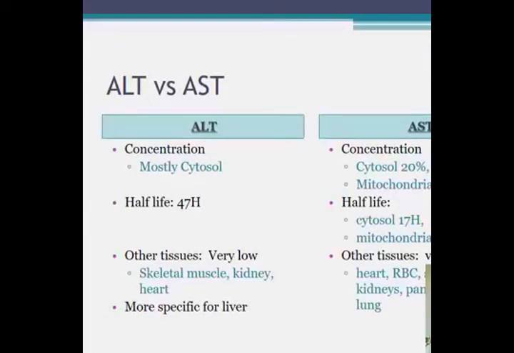ALT is mostly in the cytosol. Its half-life is around 47 hours. It's very specific to the liver. AST is found in the cytosol as well as in the mitochondria. Its half-life is around 17 hours in the cytosol, and in the mitochondria it is 7 hours. It is also released from the heart, red blood cells, pancreas, gut, kidneys, and lungs. So it's not very specific to the liver.